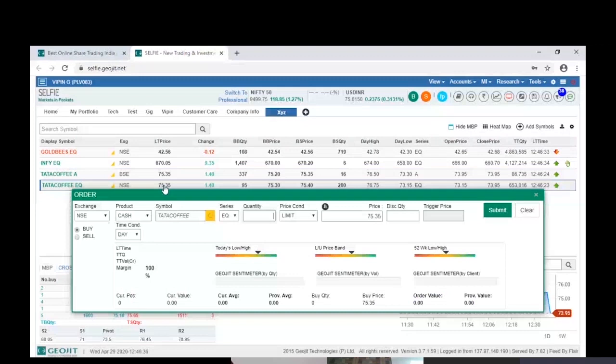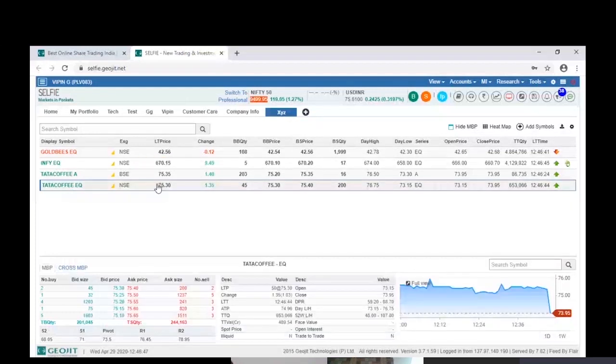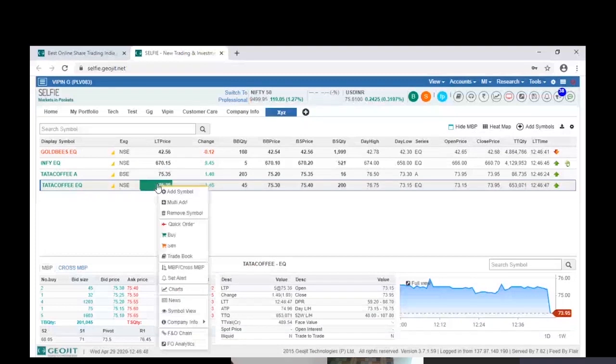You can use different methods. If you right click on here, you will again get the buy and sell symbols. What I've shown first is that with just a single click you can generate the order window. This is the fastest method by which you can place orders. Now let us go on placing this order.